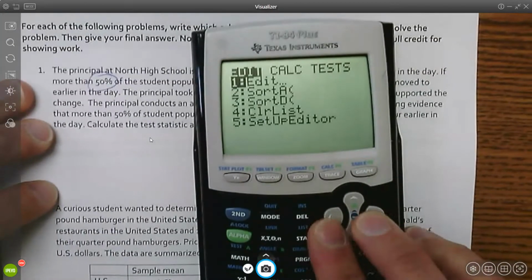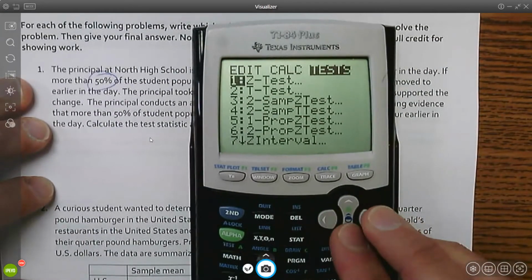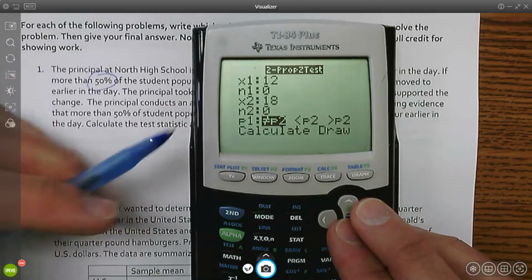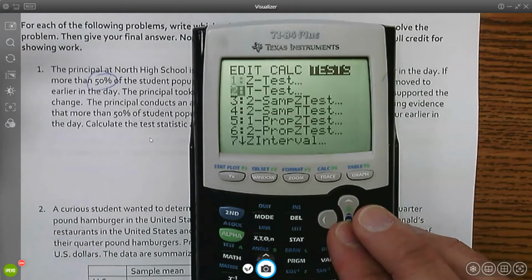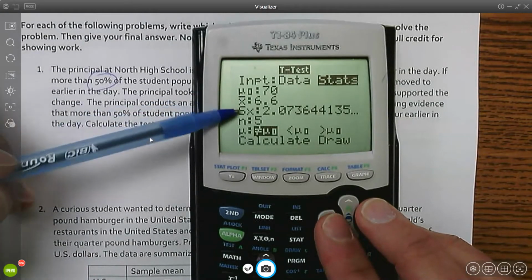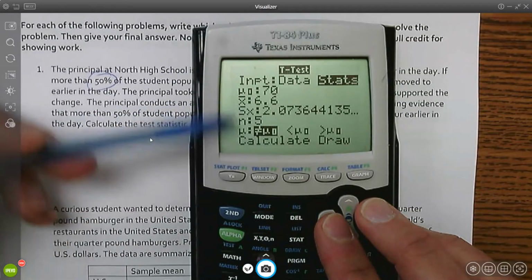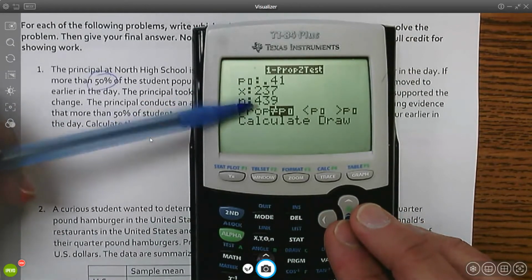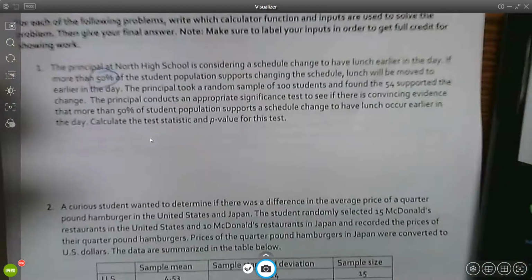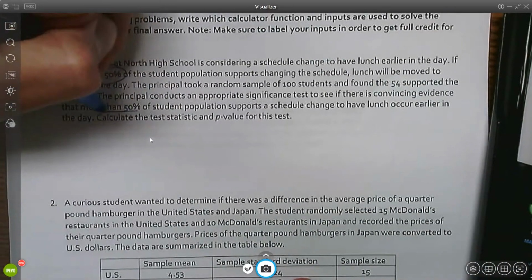So when you start looking at this, if you just start clicking on, okay, is it one proportion or two proportion? Well, you don't have two separate samples, so that's not going to be helpful. If you're like, oh, is it a t-test? Well, you don't have a mean, you don't have a standard deviation. This can help you figure out what kind of test this is. This is one proportion. They want to know, is there convincing evidence more than 50%?